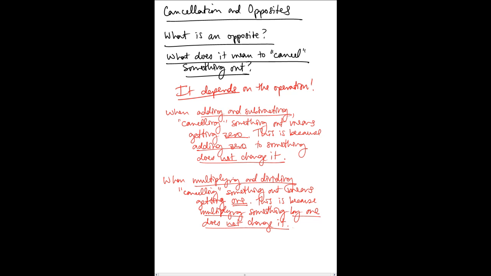But if we're focusing on multiplication or division, when we say we're canceling something, we're actually getting a 1, because 1 times something gives us the same thing back. 0 times something does not. So it's important for us to pay attention. We use the word canceling in a sort of casual way, but what it really means is something more specific, and it depends on the context what we mean when we say cancel.